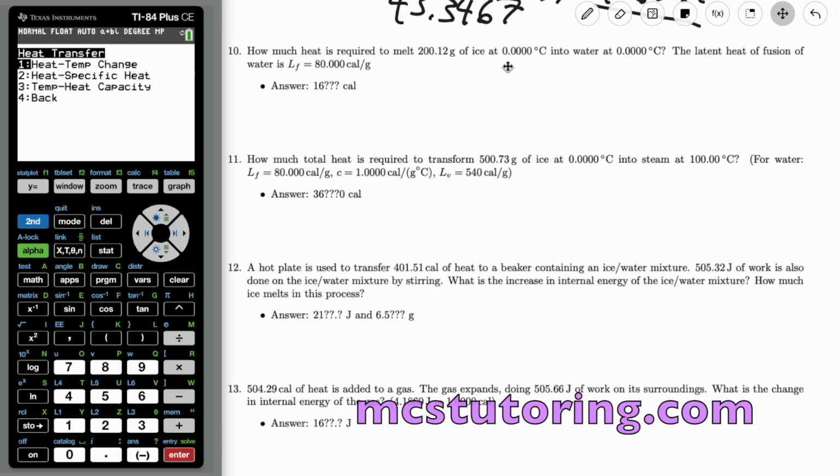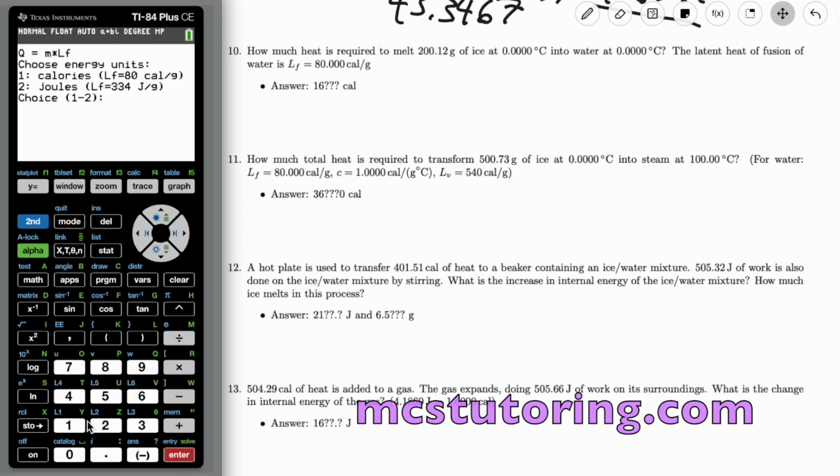How much heat is required to melt 200.12 grams of ice at 0 degrees Celsius into water at 0 degrees Celsius? The latent heat of fusion of water, L sub F, is 80 calories per gram. So what we're going to do is go to the main menu of the thermochemistry, and then go to phase changes. And then we're just melting ice here. So we've got a few options here: melting ice, vaporizing water, and complete change, meaning going from ice to water vapor. So we're going to choose melting ice, which is option 1.